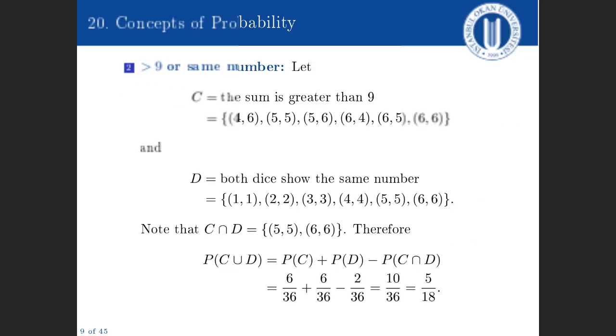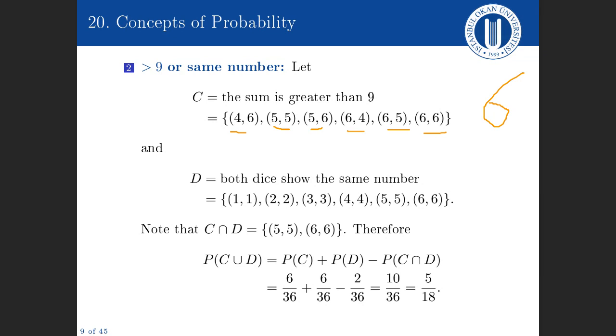Now let's move on to question 2. How can we get a score which is greater than 9, or we get the same number appearing on both dice? Let's call these events C and D. First, how can we get a number which is greater than 9? We could have 4 and 6, that adds up to 10. 10 is bigger than 9. 5 and 5, also 10. 5 and 6 is 11. 6 and 4 is 10. 6 and 5 is 11. And 6 and 6 is 12. There are 6 simple events in C.